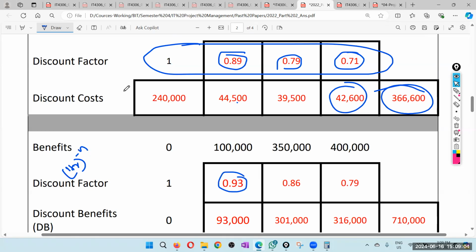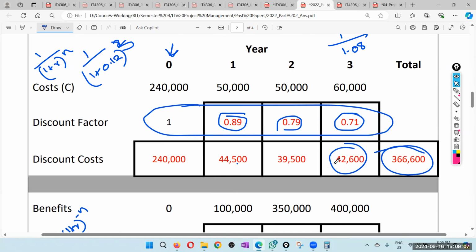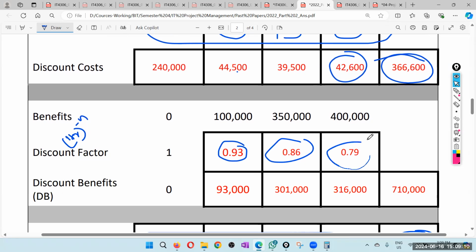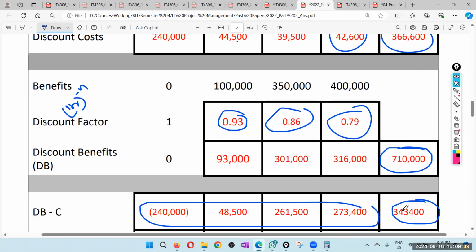0.93. So similarly, square of that, cube of that, you calculate these values. So at the beginning, no benefit. Therefore, though discount factor is 1, the discounted benefit is 0. This is 100,000 into 0.93, 350, and so on. And this is discounted cumulative benefits. And your NPV value is the difference between these two. Of course, it is a positive value because there are more benefits than the discounted cost. And that is the difference between these two.